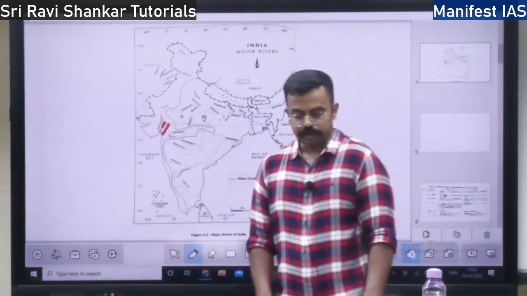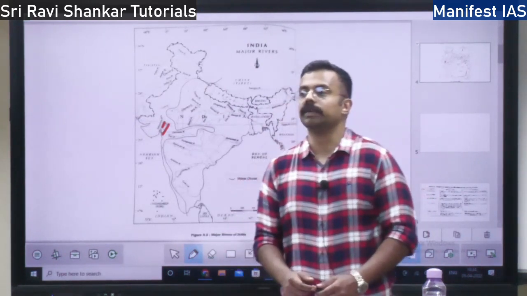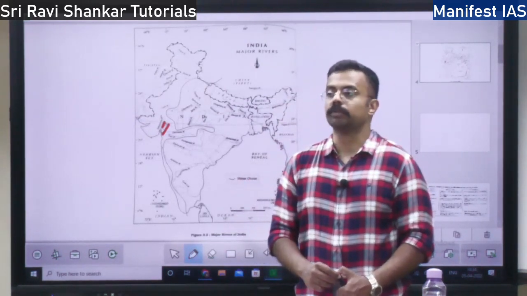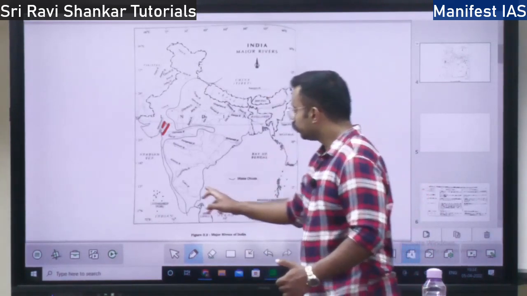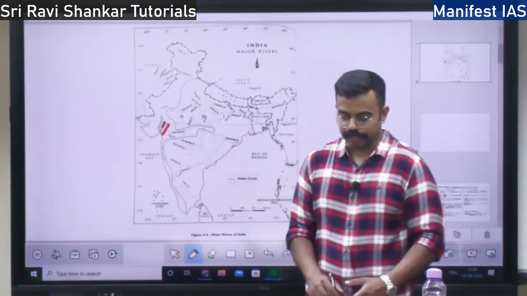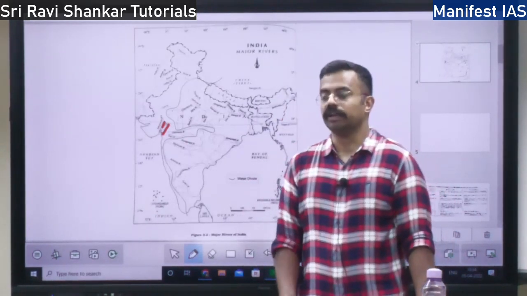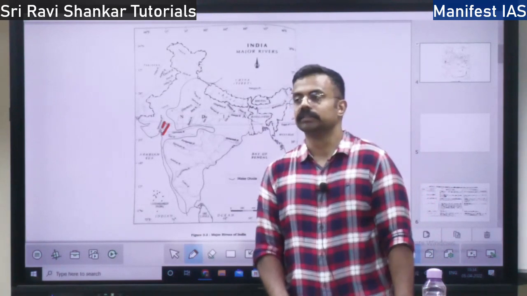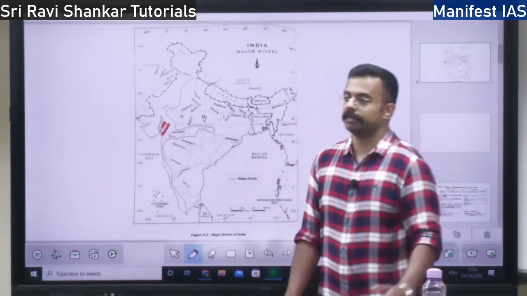Then in the Kerala region, what are the rivers that flow into the Arabian Sea? You have the Bharatapuzha River. Where does it originate? It originates in the Anaimalai Hills, right? There it originates. And you have the Periyar River, Pamba River, all these rivers flow into the Arabian Sea.